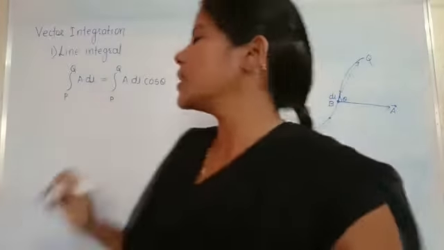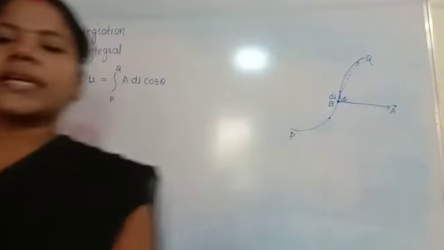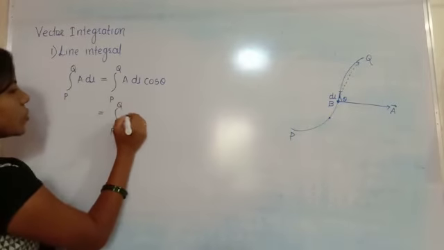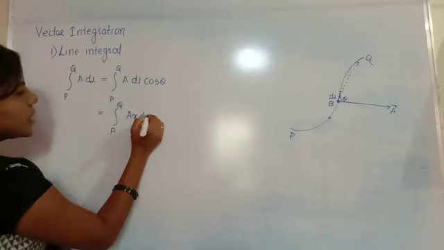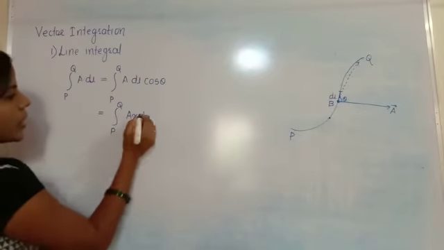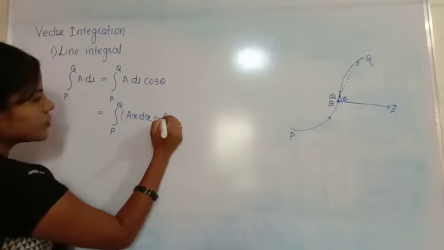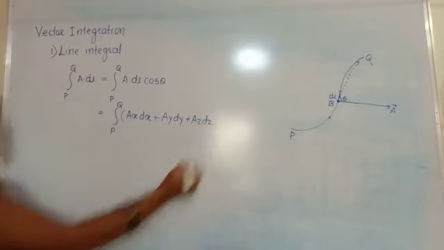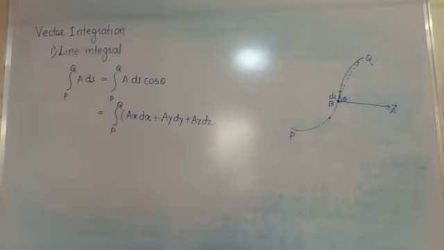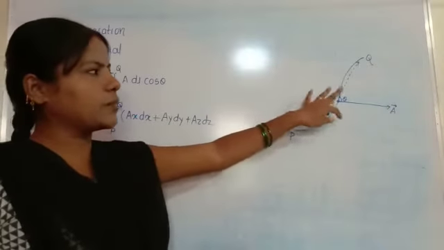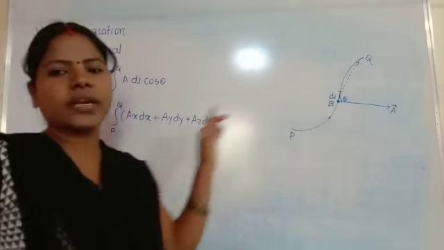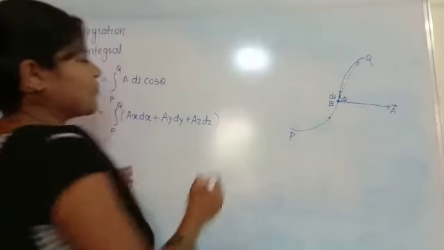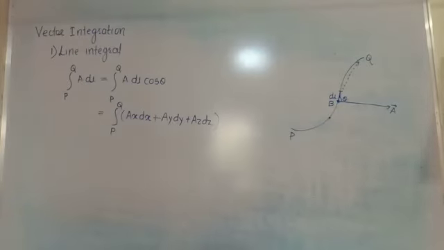Here theta is the angle between the two vectors A and dl. So this A cos theta dl, or A dl cos theta, can be written as the integration from P to Q of Ax dx plus Ay dy plus Az dz. Because this dl exists in three components, dx, dy and dz, we can write Ax dx plus Ay dy plus Az dz. So this is defined as the line integral of A along the curve.